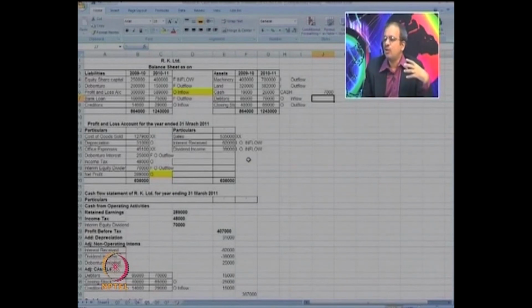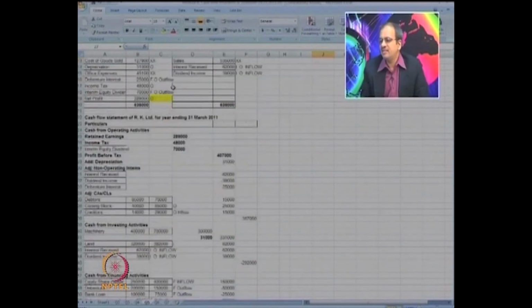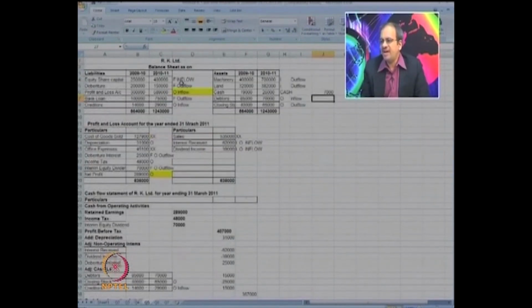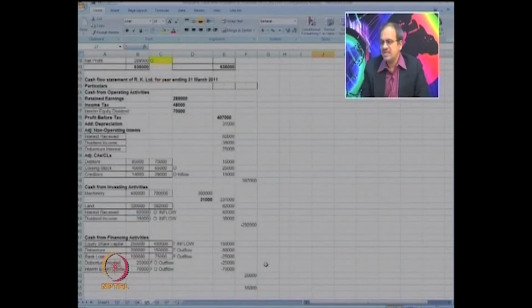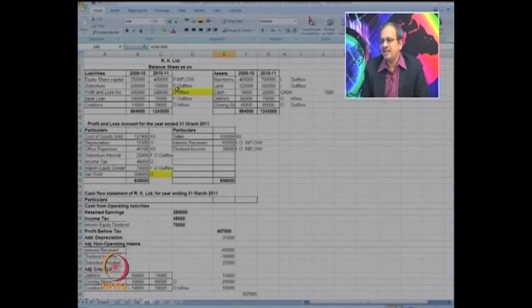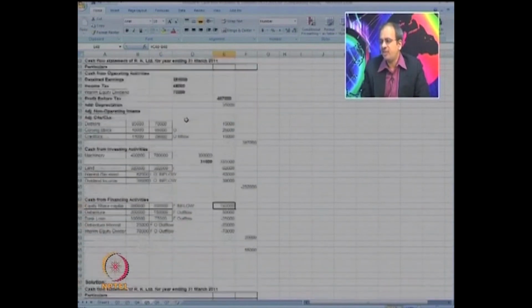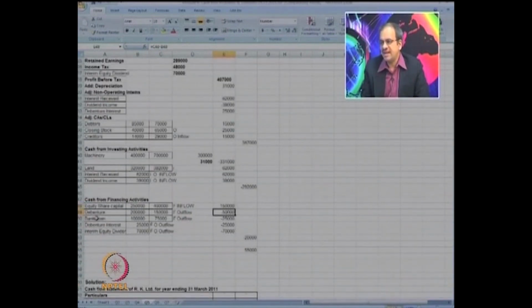Now let us have a look at what has gone wrong. One by one, look at all the items. Ensure that in case of balance sheet, items are recorded only once. In case of other items, they are recorded twice. So equity capital, it is an F item, it is an inflow. See whether it is correctly recorded. I think it's correctly done. Then debentures, F outflow, it is correctly done.